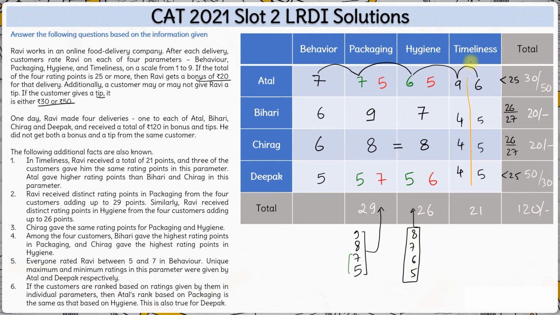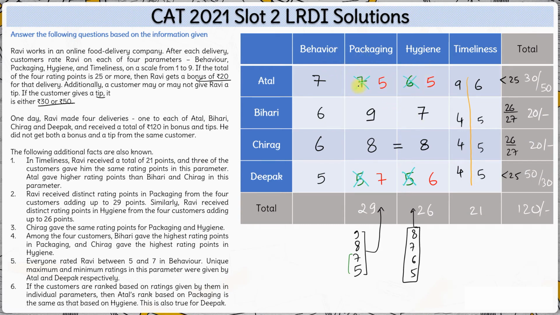So in any of these cases, 9 or 6, the total rating comes out to be more than 25. But we do not want the rating to be more than 25. That means we will have to reject this case. Ratings of 7 and 6 are not possible for Atal because the sum of the ratings will become more than 25, which should not be the case. So this is gone. That means Atal gives a rating of 5 and 5 in packaging and hygiene.